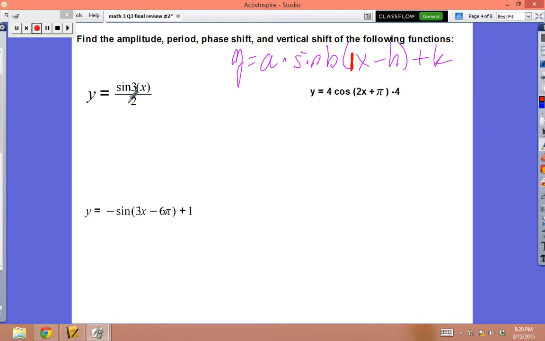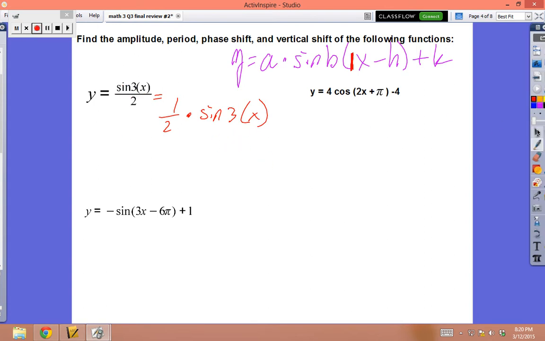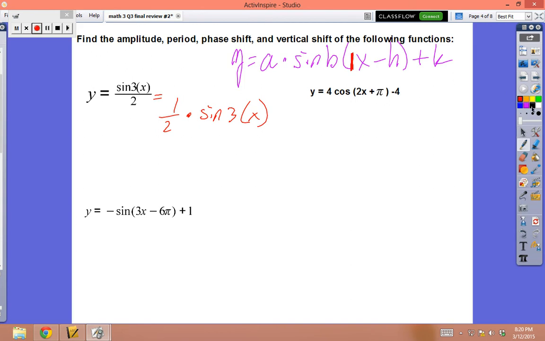So this first one is okay. This first one's not too bad. But that whole thing divided by 2, that is the exact same thing as 1/2 times the sine of 3x. So timesing the whole thing by a half or dividing by 2, it's the same thing. But if I look at it in this perspective, it's going to be quite a bit easier.